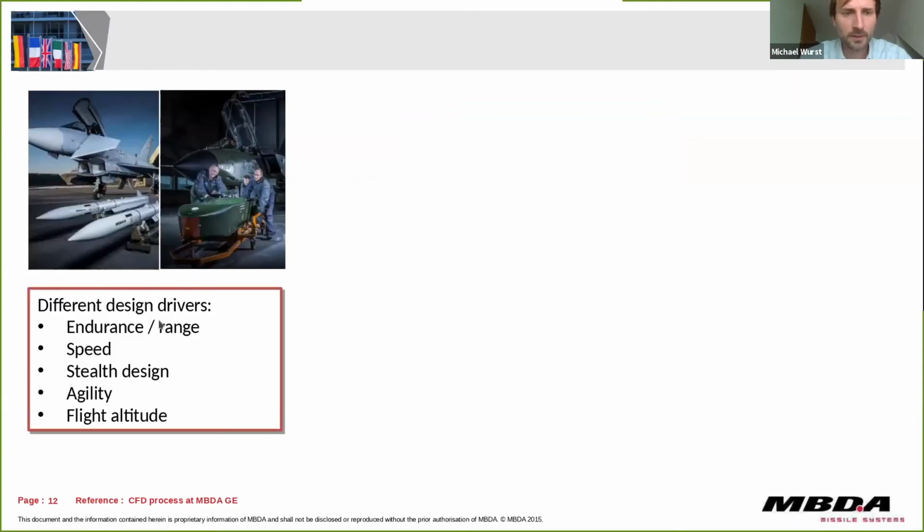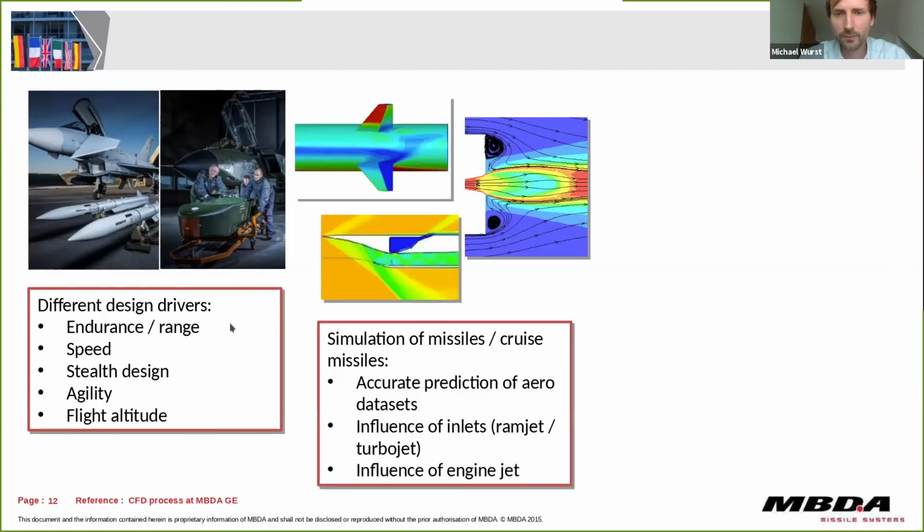Another part of our work is the design of missiles for fighters. Of course, sometimes we have different design drivers, for example endurance, range, or speed, or stealth design, agility, flight altitude. But we have to handle all these different design drivers in our CFD simulation. For example, if we want to accurately predict an aerodynamic data set for endurance and range, we need quite good values of lift and drag, I would say.